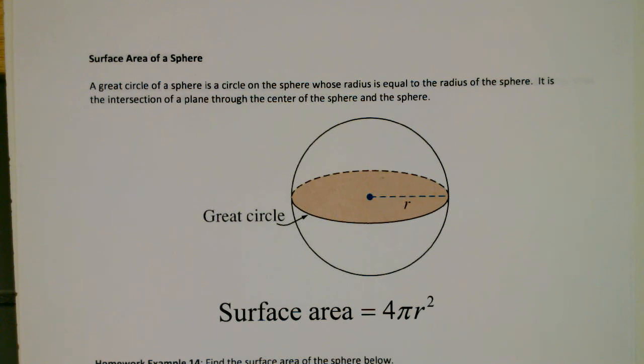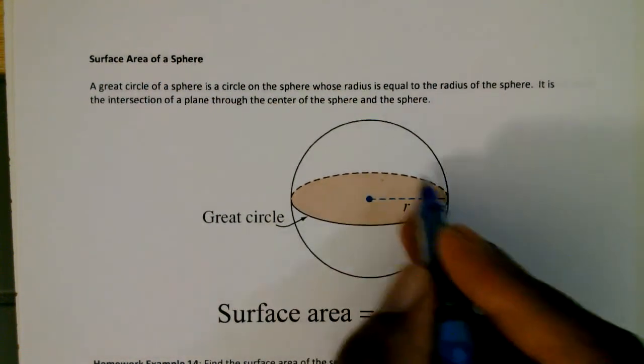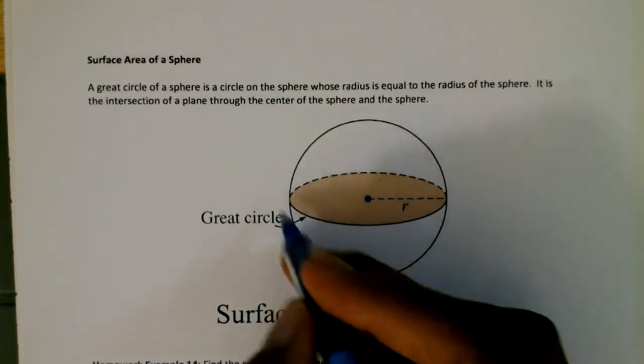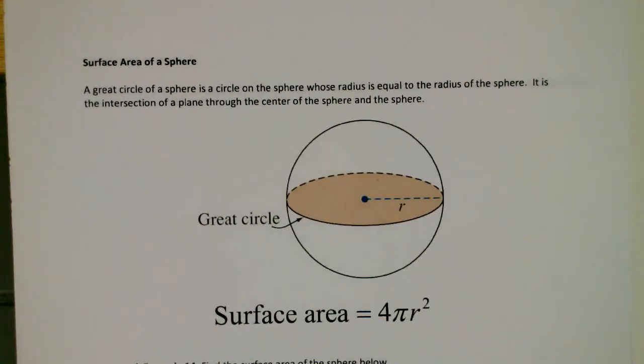A great circle of a sphere is a circle on the sphere whose radius is equal to the radius of the sphere. It is the intersection of a plane through the center of the sphere and the sphere itself. So this shaded part right here is the great circle, as you can see.